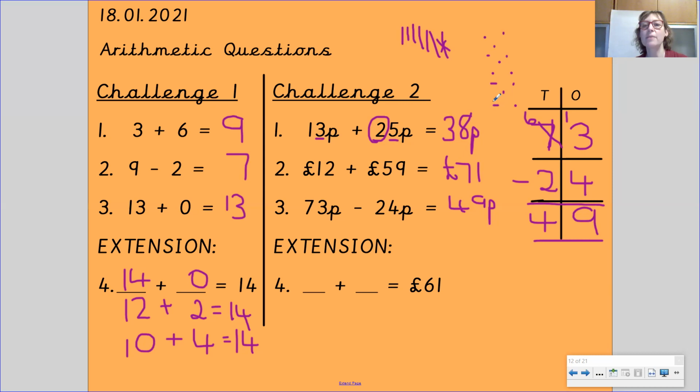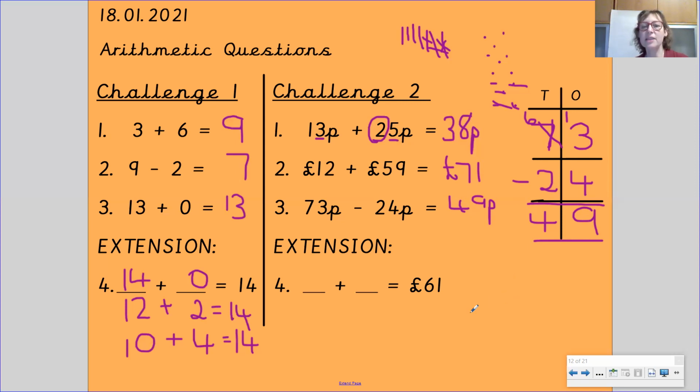Now I can take away my 4: 1, 2, 3, 4. And I can take away my 2 tens as well. So 1, 2. And I'm left with 10, 20, 30, 40, 1, 2, 3, 4, 5, 6, 7, 8, 9, 49. So I get the same answer. So I don't mind which method you use. This method here we didn't ever learn at school, but if you know how to do it, then that's fantastic. Go ahead and use it.